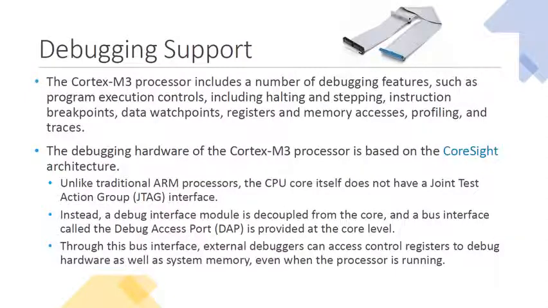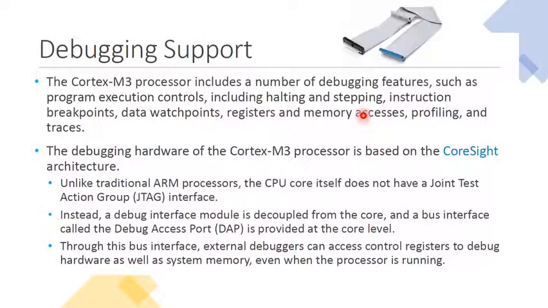First, the Cortex M3 processor includes a number of debugging features such as program execution controls, which include halting and stepping, instruction breakpoints, data watchpoints, registers, memory accesses, profiling, and traces. We shall discuss these things one by one.